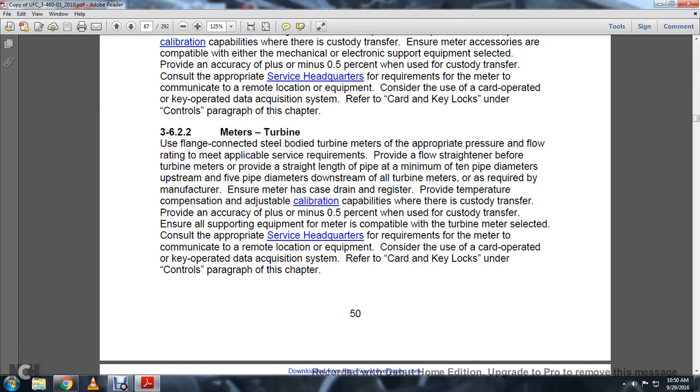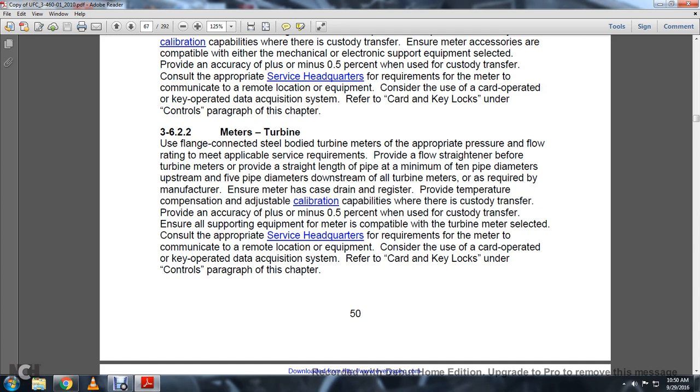3.6.2.2 Meters, turbines. Use the flange connected steel body turbine with the appropriate pressure for the flow range of the applicable service requirement, provided with the flow strainer before the turbine. Provide meters with a straight length of pipe at a minimum of 10 pipe diameters upstream, 5 pipe diameters downstream of all turbine meters as required by the manufacturer.